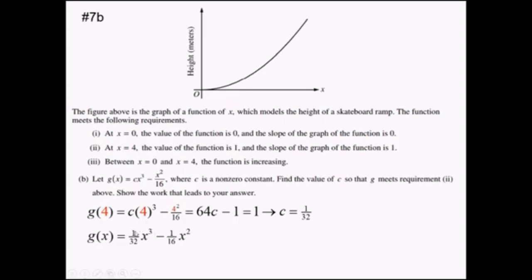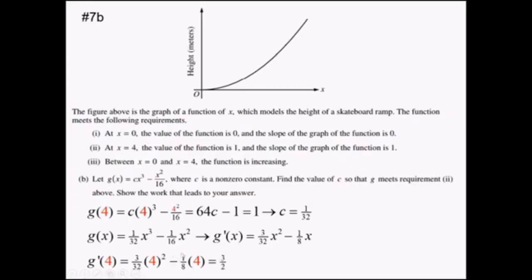That's going to be 3 over 32 x squared minus 2 over 16, or 1/8 x. Let's go ahead and actually plug 4 into this now and see if we end up getting a slope of 1 like we're supposed to. So we've got 3 over 32 times 4 squared minus 1/8 times 4. Well, 4 squared is 16. That reduces with the 32 down here to give us a 2 in the denominator. So this first term then is just going to be 3 over 2.